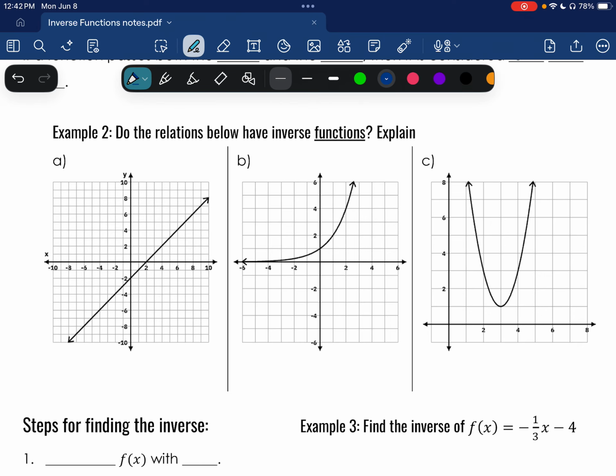So another thing that's cool here is this is a linear function that we have to graph, and the inverse of a linear function is a linear function.